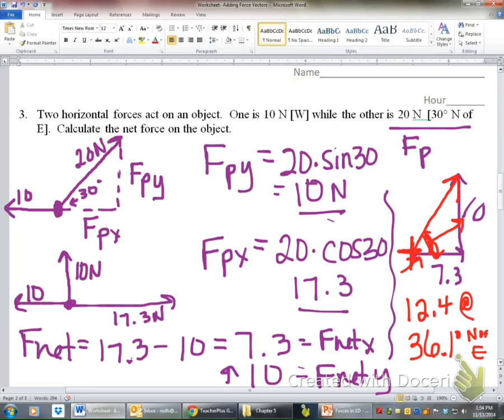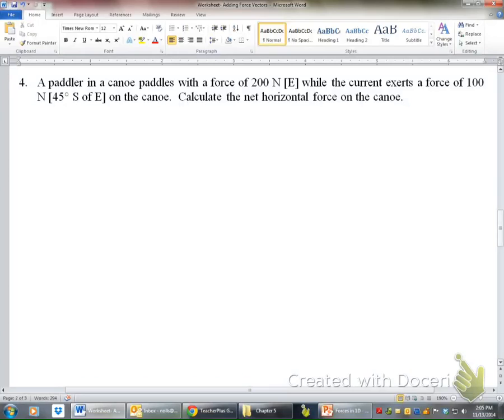Opposite over adjacent. It should have been 10 over 7.3. Okay. So we need to do opposite over adjacent, which is 10 over 7.3. So you got what, Jennifer? 53.9 degrees. Yeah, that's right. So, yeah, okay, moving on.